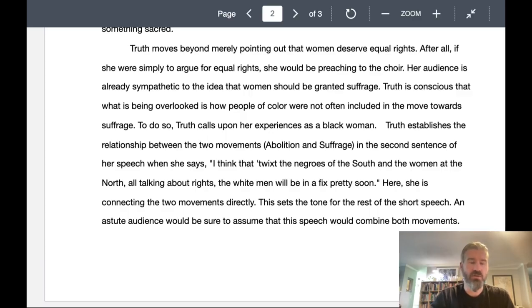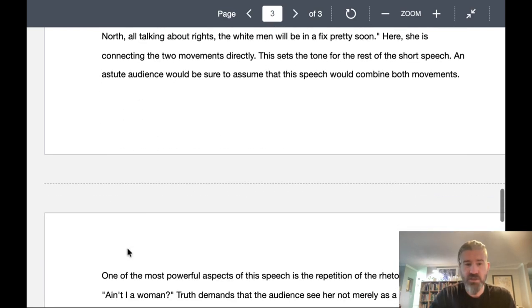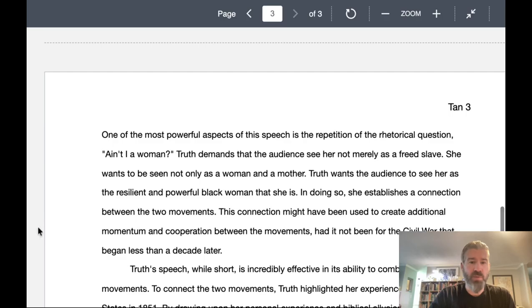An astute audience, or an audience that is aware, would be sure to assume that this speech would combine both movements. That makes sense. One of the most powerful aspects of this speech is the repetition of the rhetorical question, "Ain't I a woman?" Truth demands that her audience sees her not merely as a freed slave. She wants to be seen not only as a woman and a mother. Truth wants the audience to see her as the resilient and powerful Black woman that she is. In doing so, she establishes a connection between the two movements.